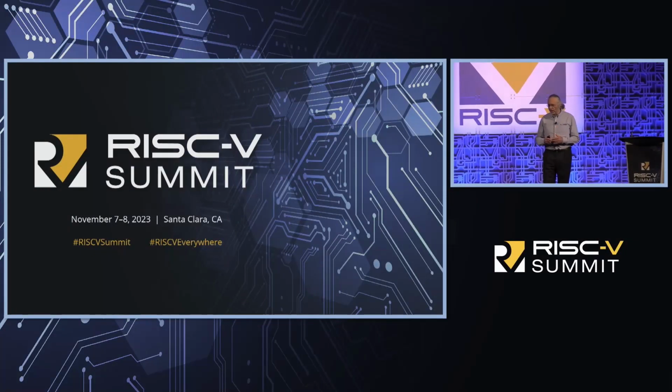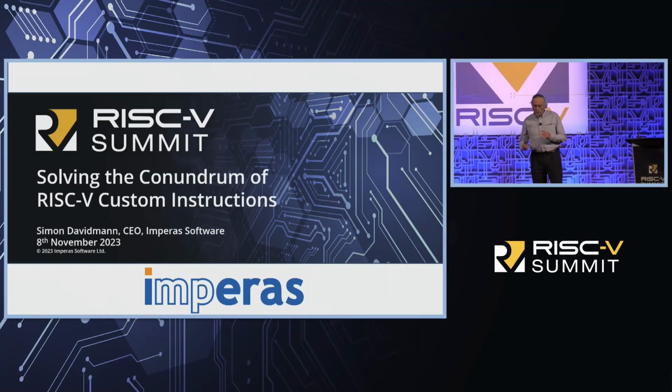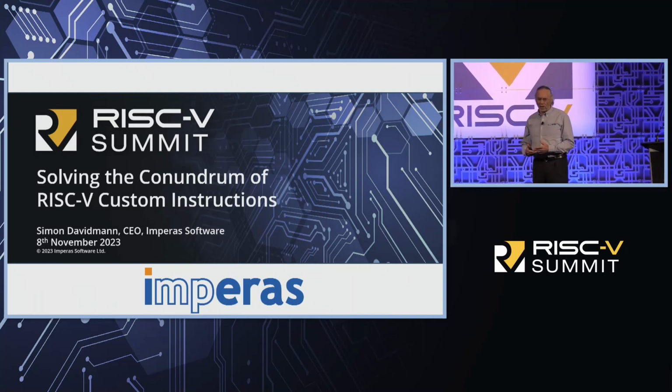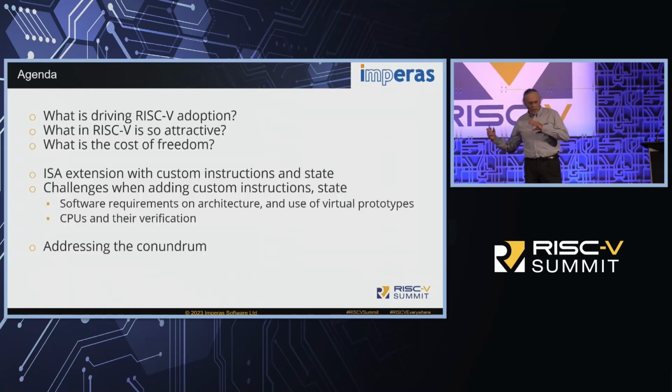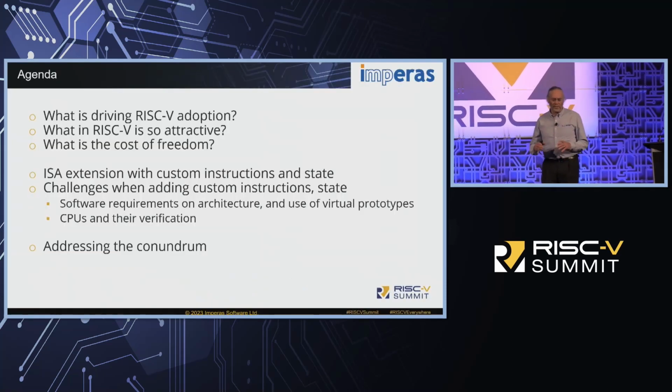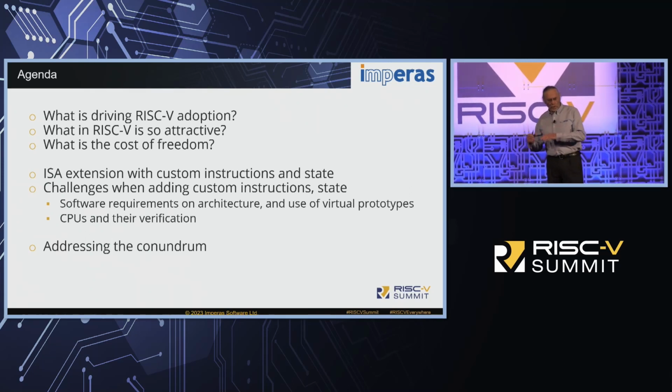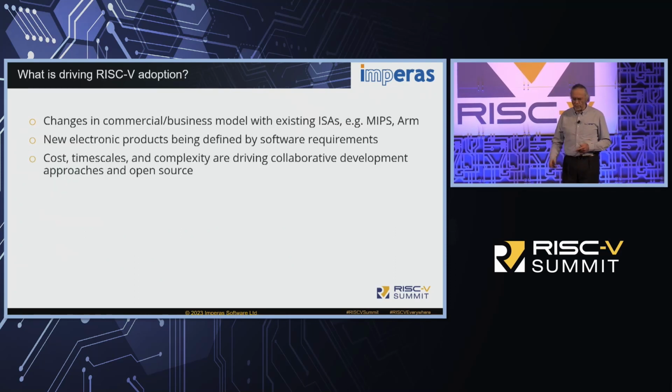What I'm going to do today is talk about custom instructions and the challenge, the puzzle of them when it comes to the ecosystem and the technology and the products, the conundrum of it. I'm going to talk a little bit about why people are looking at RISC-V, and obviously we've heard a lot about that over the last day or so, and really talk about the freedom and the cost of that freedom, and then talk about custom instructions and the challenges that poses to the teams designing, verifying, programming, and everything, and address how we're addressing that.